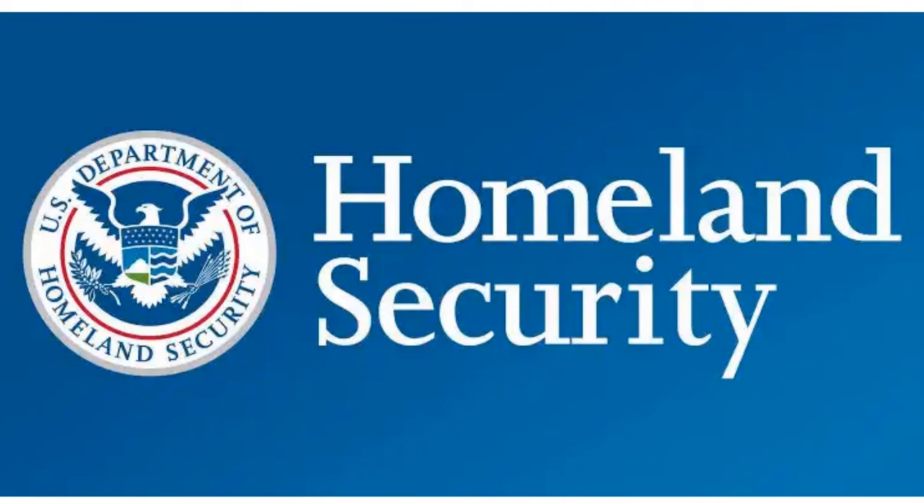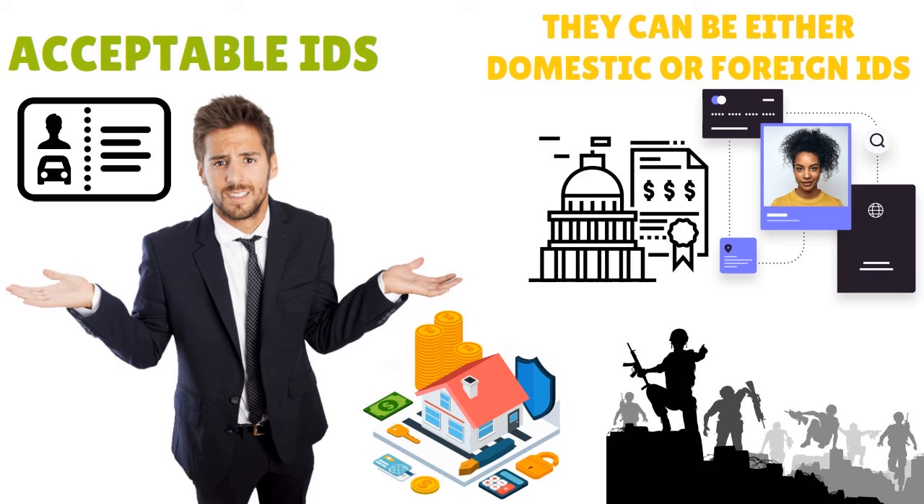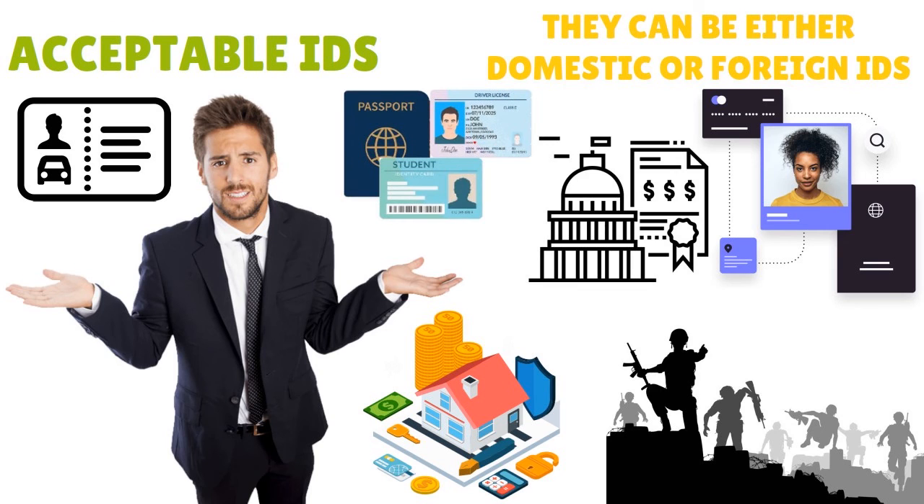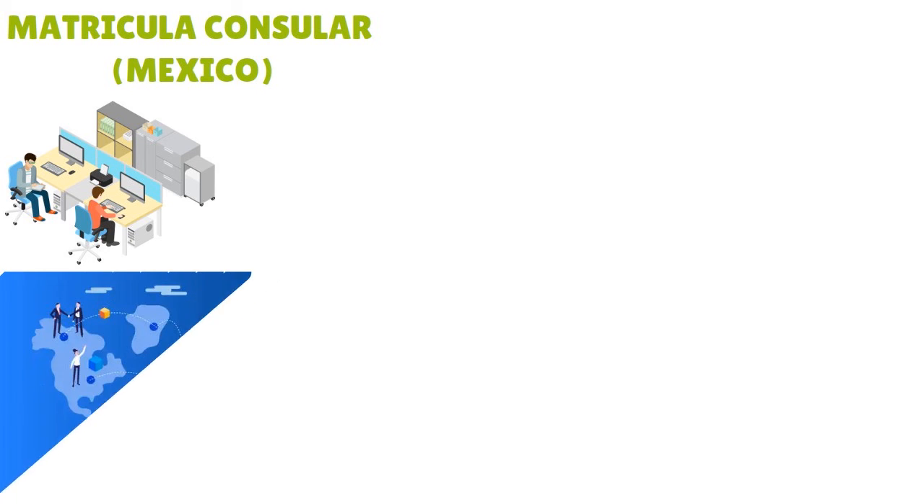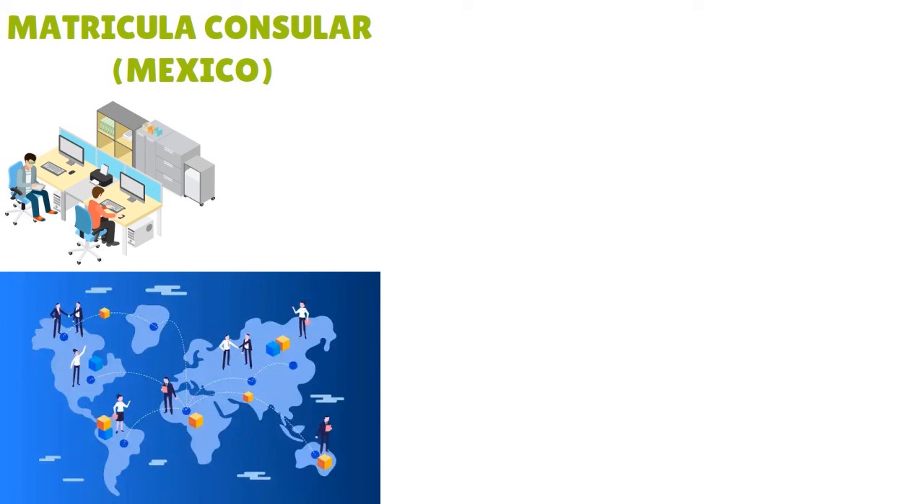U.S. Certificate of Citizenship or Naturalization. You have an identification card issued by a federally or state recognized tribal nation. So this is a tribal identification card. You can also have a university student ID, a passport. This can be U.S. or foreign. You can have a matricula consular. This is for Mexico. A matricula consular card is an identification card issued by the government of Mexico through its consulate offices to Mexican nationals residing outside Mexico.